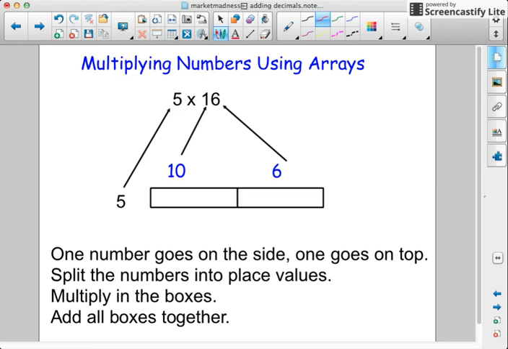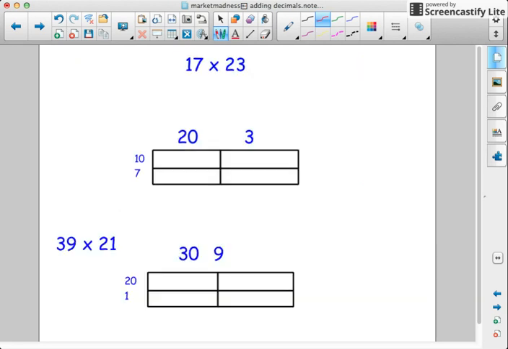16 was split into 10 plus 6 here. This is going to give you 50. 5 times 6 is 30. Add those together, you end up getting 80 for an answer. A couple more examples. 17 I split into 10 and 7. 23 I split into 20 and 3, just their place values.